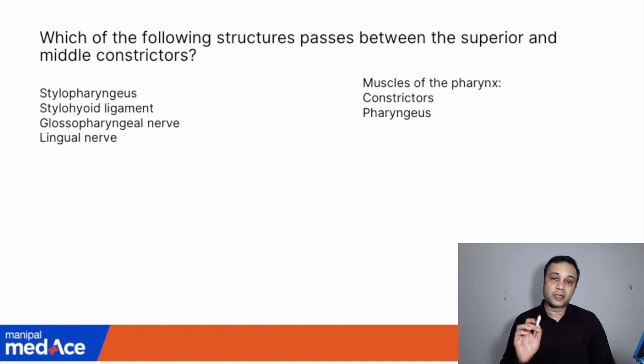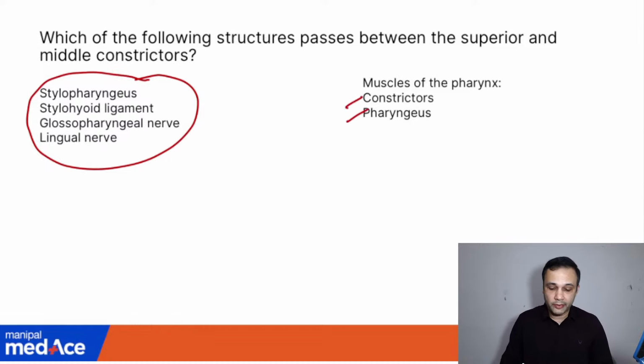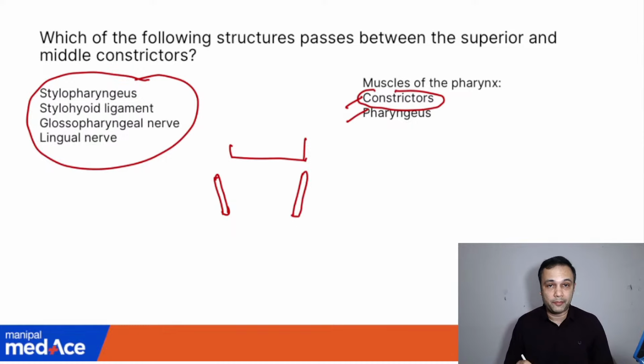Which of the following structures passes between the superior and the middle constrictors? We don't have the options yet, but if you had any one of these 4 options, it is correct, right? When you talk about the muscles of the pharynx, you have the constrictors and the pharyngeus muscles of the pharynx. When you talk about the constrictors of the pharynx, you have the superior, middle, and the inferior constrictor. So when you talk about the gaps that are present between all of them, you have the skull base, right? Between the skull base and the superior constrictor muscle, there is a gap that is known as the sinus of Morgagni, right? So what passes through the sinus of Morgagni?